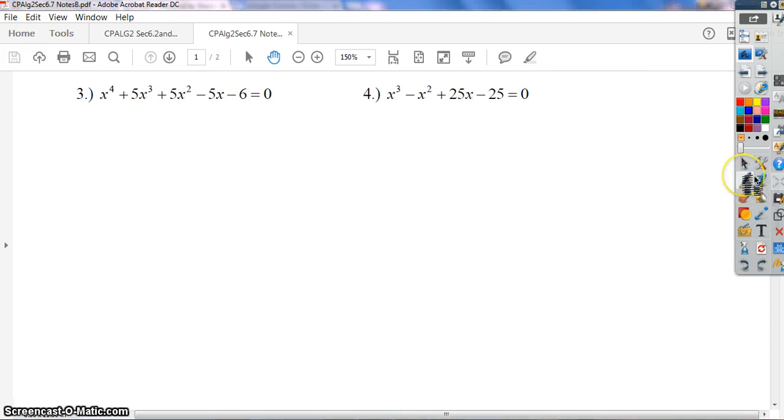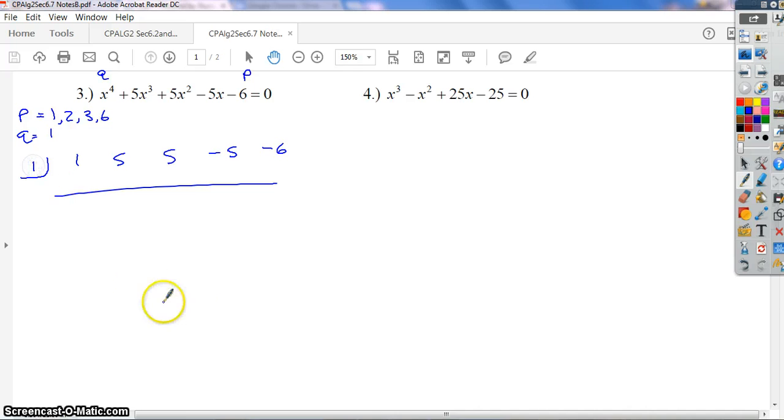3 and 4 will take probably a little more space. I can't factor by grouping because there's more than 4 terms. So this is my P, this is my Q. My P would be 1, 2, 3, and 6. My Q would be 1. So the first thing I'm going to check is positive 1. No sense in even wasting time with a negative.